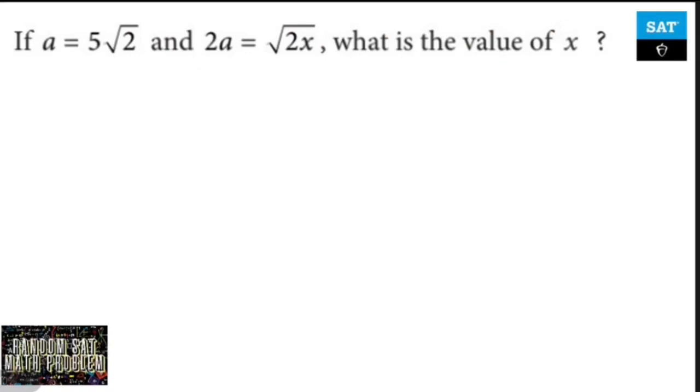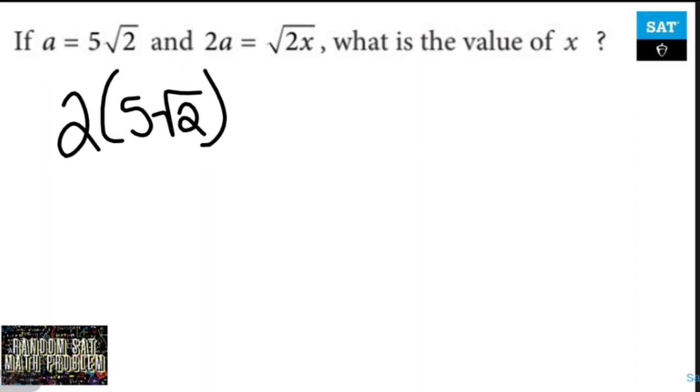If a equals 5 times the square root of 2 and 2a equals the square root of 2x, what is the value of x? All right, so a is 5 root 2, and then all of a sudden it says 2a equals the square root of 2x. I'm just going to rewrite this second equation and substitute a with 5 root 2. So I have 2, and instead of a, I'm going to write out 5 root 2, and that's going to equal the square root of 2x.